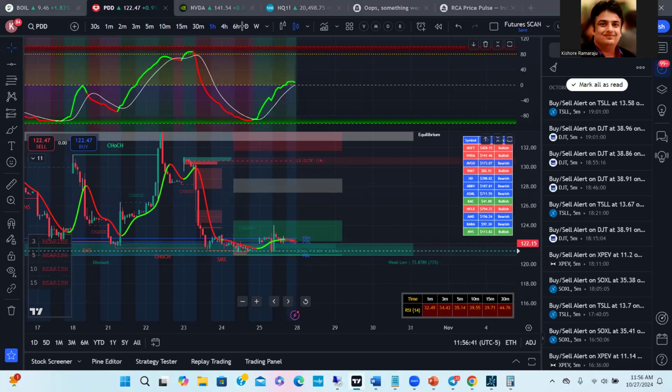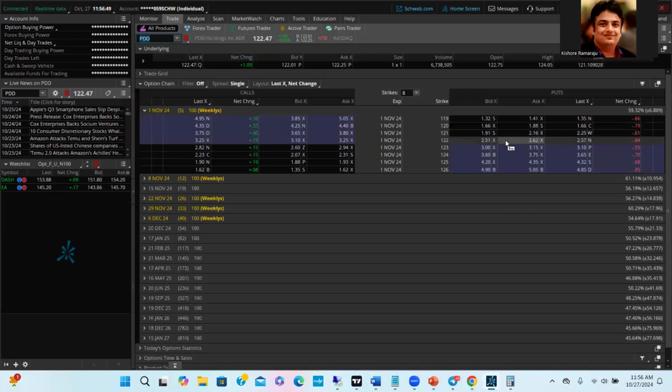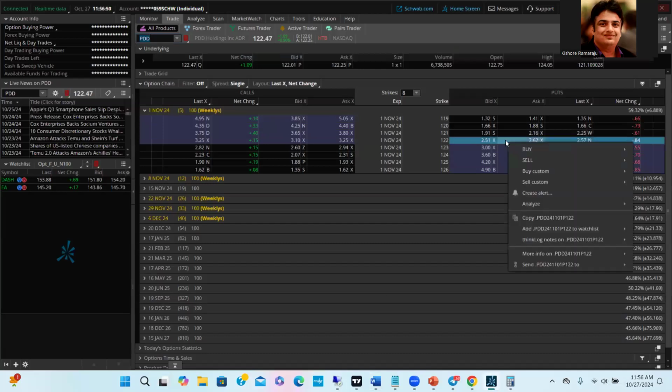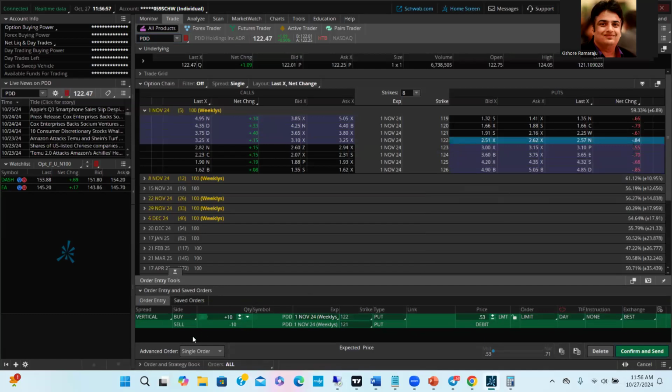So bull put means it is a credit spread, right? What you do generally, you can go here, you can click on buy vertical. When you do buy vertical, you are basically selling a higher strike and buying a lower strike, right? So now you are collecting $120 as a credit.